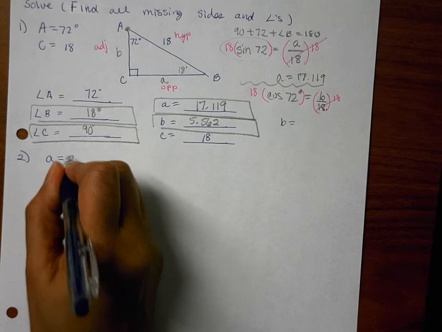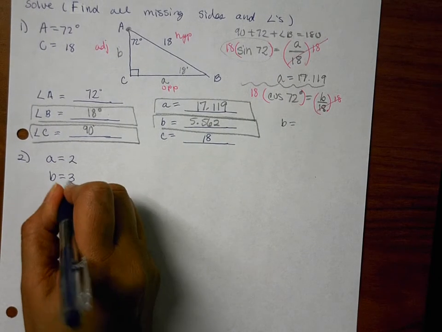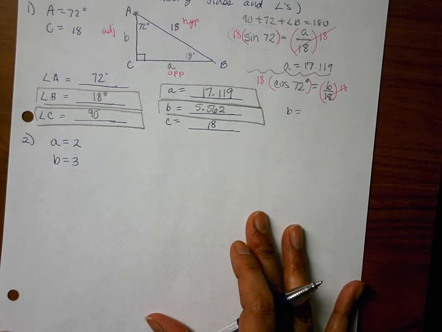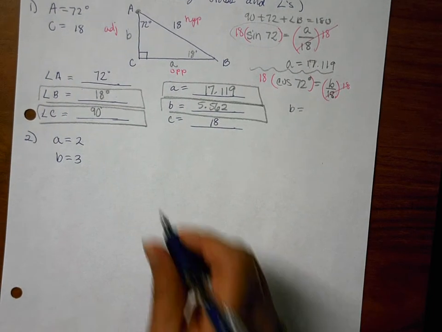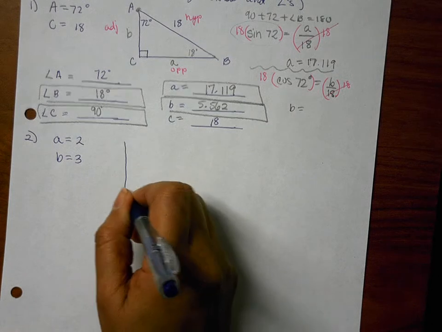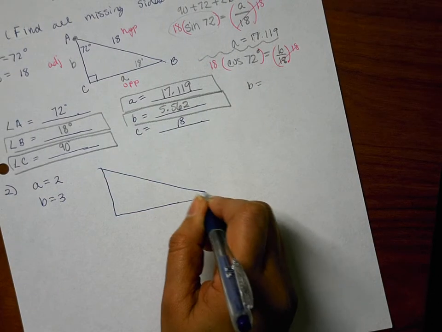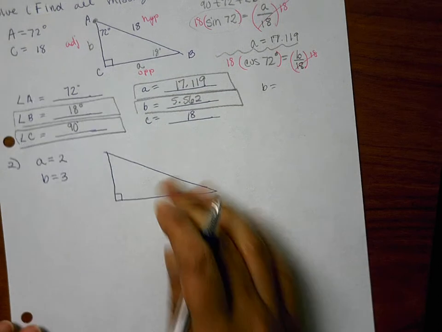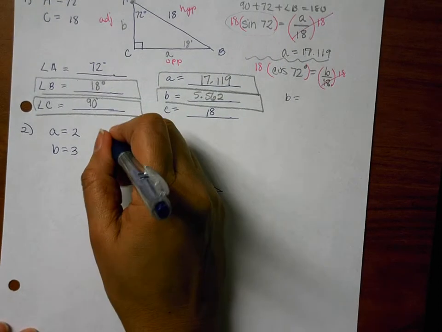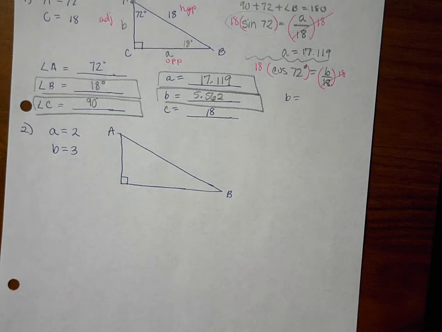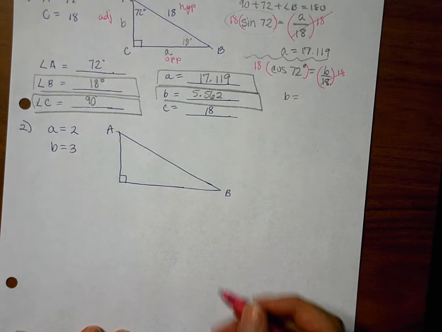Number 2, A is 2, B is 3. What did I give you on this one? 2 sides. No angles, just 2 sides. Draw your picture. Right angle is always C unless stated otherwise. Again, I'm going to put A at the top, B at the bottom. You can flip-flop them. Doesn't matter. The pictures will look different initially, but that's okay.